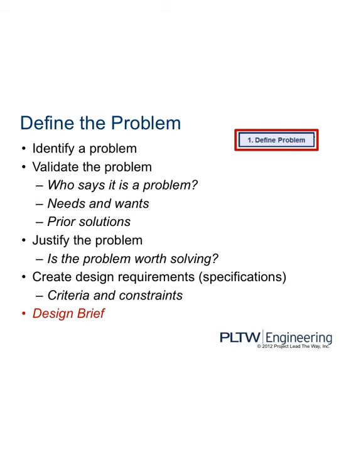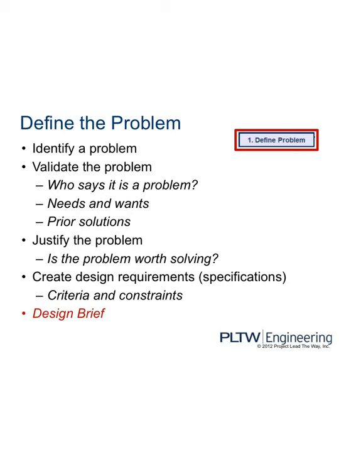We want to validate the problem. So when we validate the problem, we want to make sure that we know who's trying to solve it, who needs it or wants it, and are there any prior solutions to the problem. Sometimes engineers will come up with problems that already have been solved. In that case, just give them the solutions to that problem and let them go on their way.